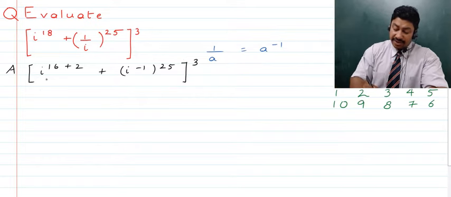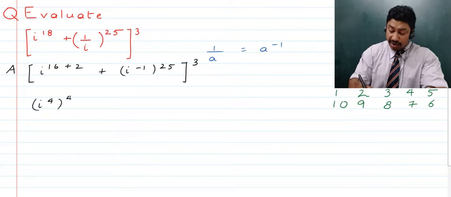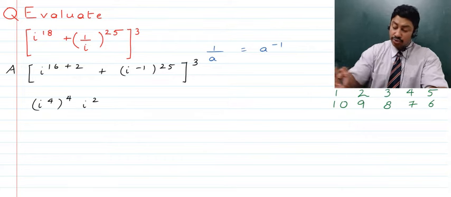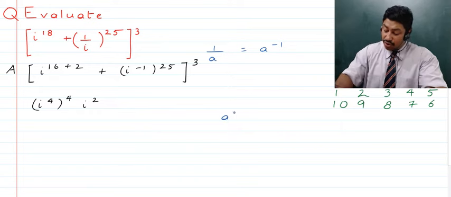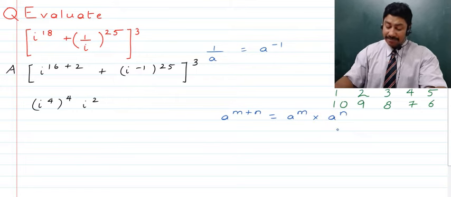So further here, we can write this as i raised to the power 4, which is whole raised to the power 4, and it gets multiplied with i raised to the power 2. Again here, what rule are we using? If you talk about a raised to the power m plus n, then that becomes equal to a raised to the power m, which is multiplied with a raised to the power n, right?